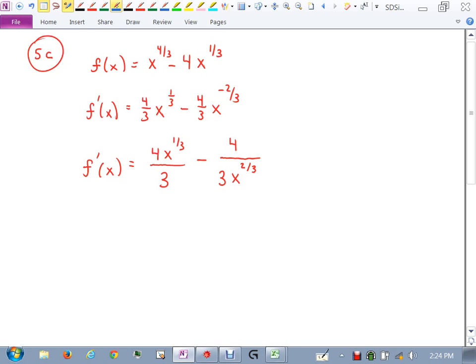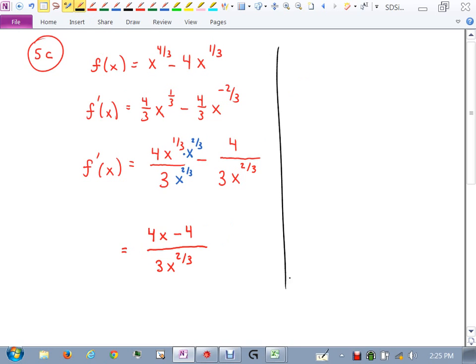3x to the 2/3. So I have to introduce an x to the 2/3 here and here. And by doing that, look at that. It's 4x minus 4 over 3x to the 2/3, right? That's my derivative. Set it to 0.